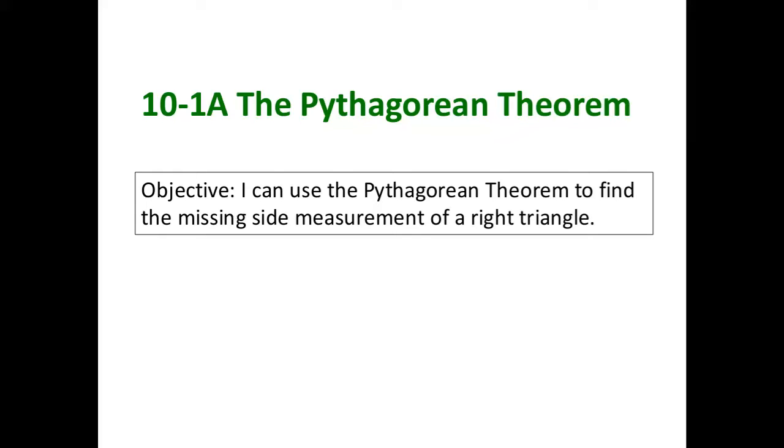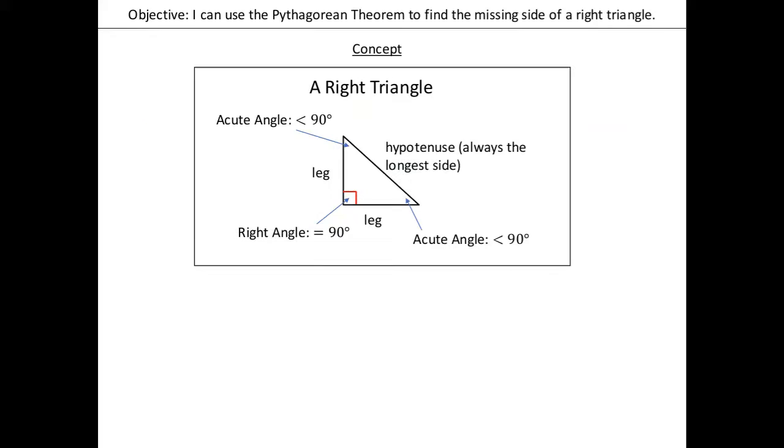Our objective today says we can use the Pythagorean theorem to find the missing side of a right triangle. So we're going to be given two sides of a right triangle, and then we're going to use the Pythagorean theorem to solve for the missing side, okay? So we have some concepts here.